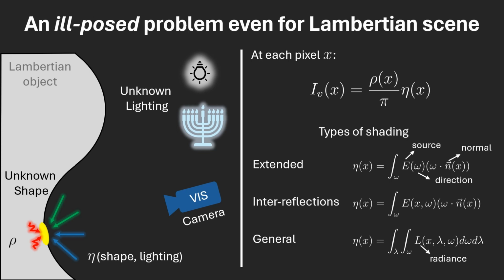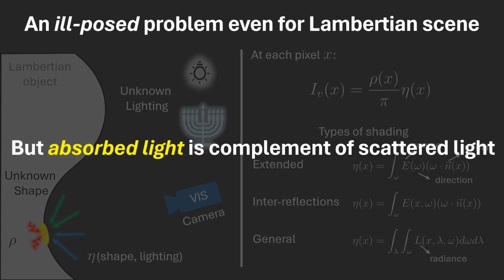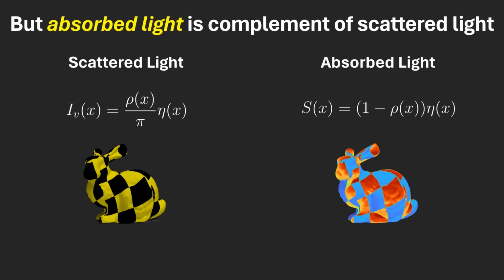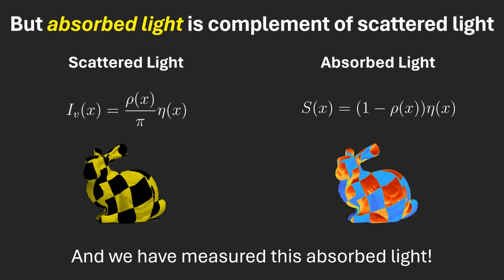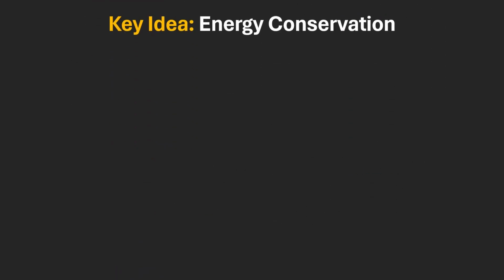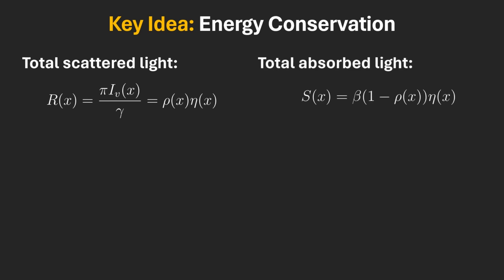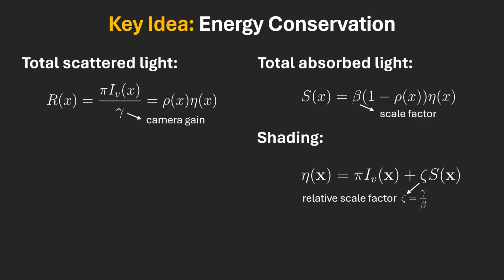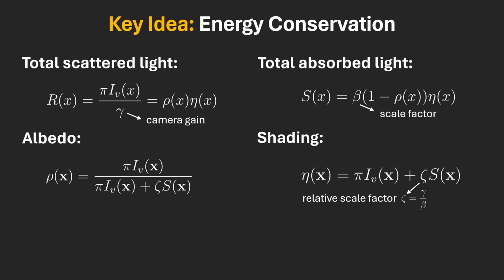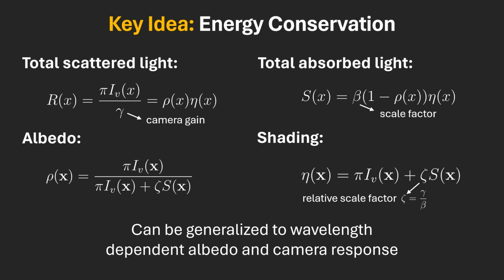But all the complexities of light transport are also present in the absorbed light, which is the complement of scattered light. Mathematically, absorbed light is written as 1 minus albedo times shading. And for the first time, we have measured this absorbed light. Therefore, we simply apply energy conservation at each pixel. For a Lambertian scene, we directly compute the total scattered light from a visible image. We recover the total absorbed light from a thermal video. The sum of these energies is the shading term, after accounting for scale factors, and the ratio of scattered light to this sum is the albedo term. In the paper, we generalize these results to multispectral albedo and camera response.